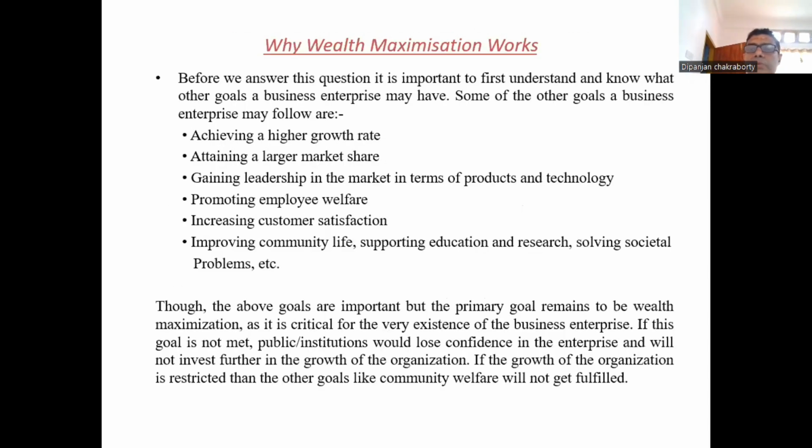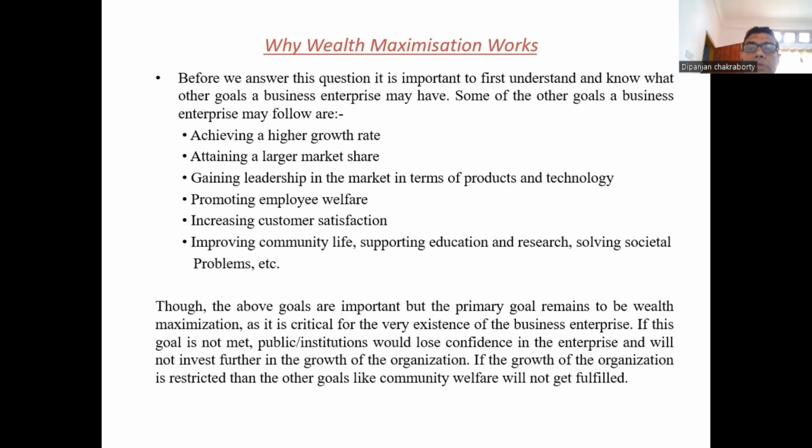Now, why does wealth maximization work? Why does this second objective of financial management, wealth maximization, work? Though we have another objective, profit maximization, why does wealth maximization work? Before we answer this question, it is important to first understand what other goals a business enterprise may have. Some of the other goals of a business enterprise may follow.